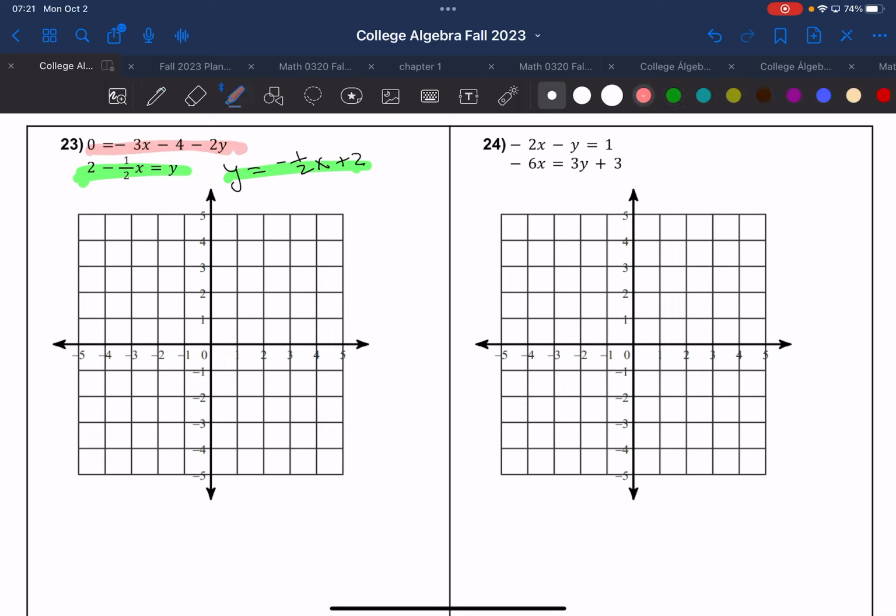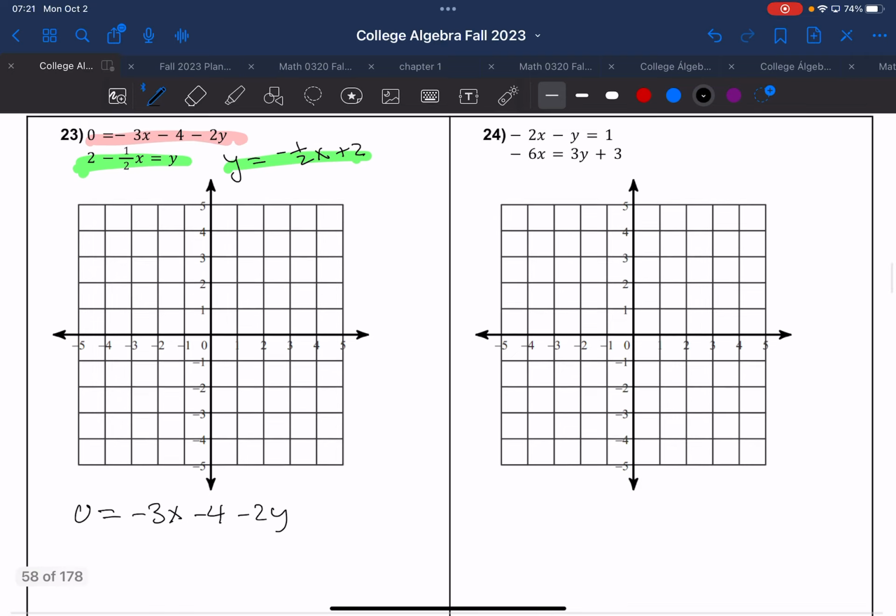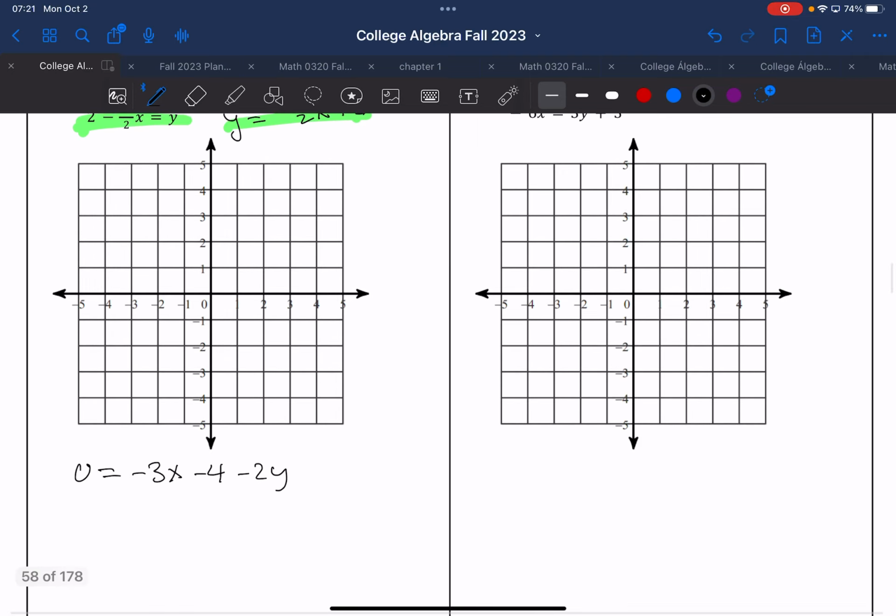Looking at this top equation, it is kind of in standard form, not really, because it does have that negative 4 on the same side as the x and the y. However, we still just need to get it to where y is by itself. So we have 0 equals negative 3x minus 4 minus 2y. We want to move a lot of these numbers over to the other side because we want y by itself. So what are we going to do first?